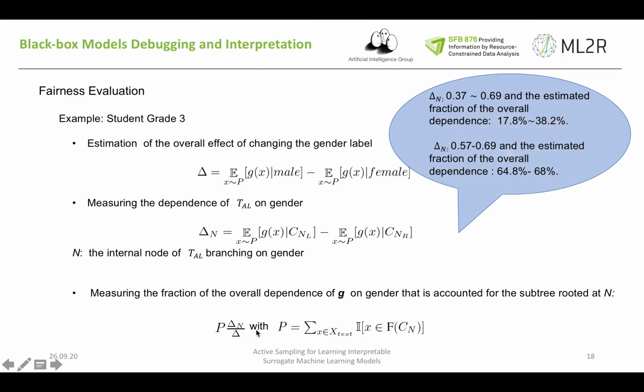The surrogate decision tree is highly dependent on the gender information. Delta n is ranging between 0.57 and 0.69, and the proportion of the students P is estimated to be between 34% and 38%, and the estimated fraction of the overall dependence is between 65% and 68%. After identifying these subgroups that seem to be adversely affected by the gender information, we may train another machine learning model to generate more reliable predictions for these subgroups.